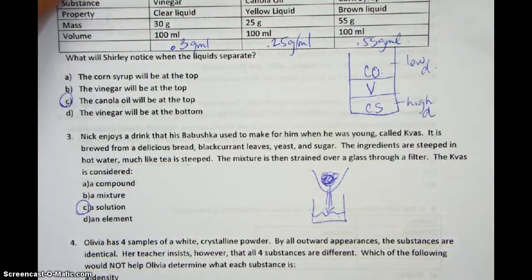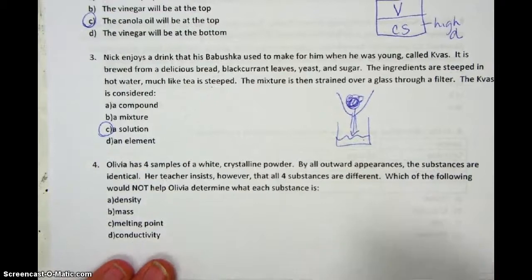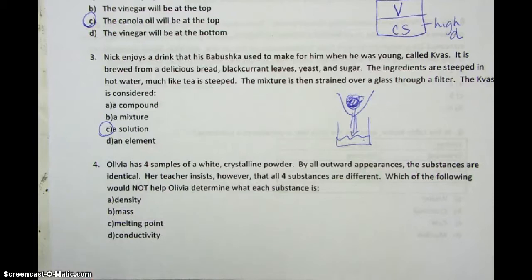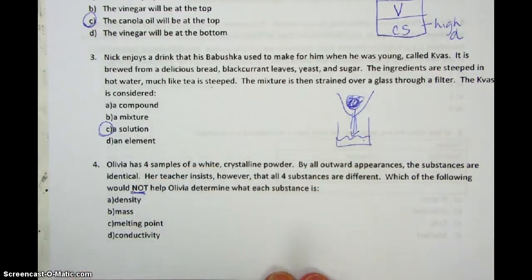Okay, Olivia has 4 samples of white crystalline powder. By all outward appearances, the substances are identical. Her teacher insists, however, that all 4 substances are different. Which of the following would not help Olivia to determine what each substance is?